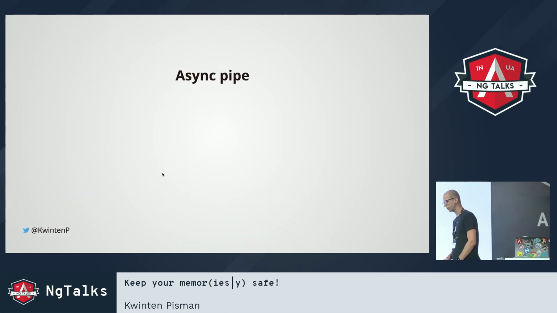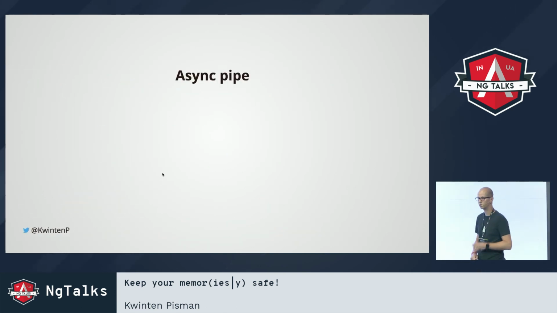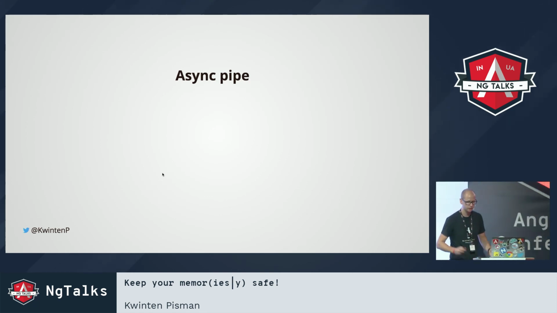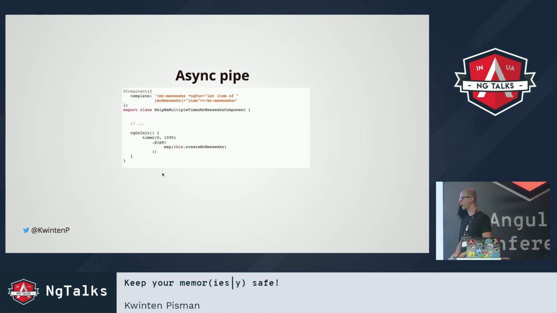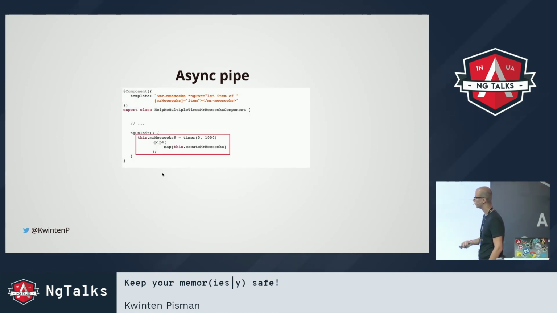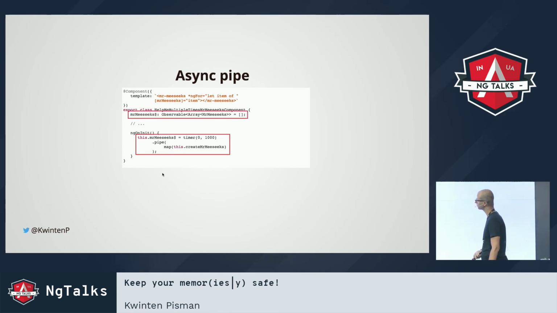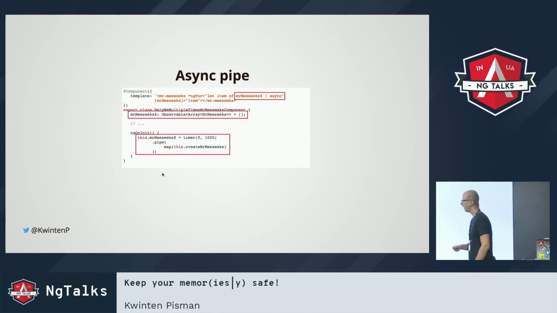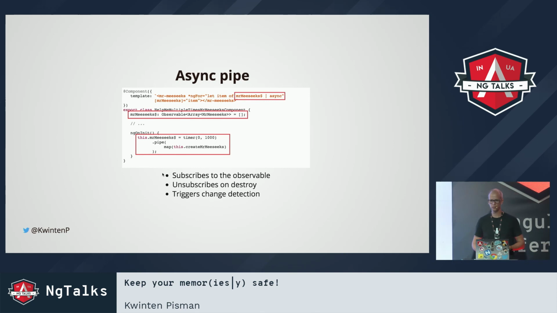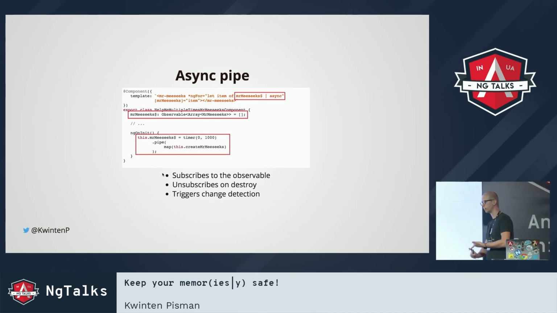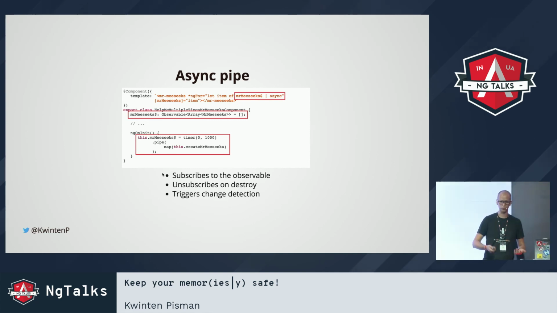Another approach we can take as an unsubscription strategy is to use the async pipe. And this is really my favorite thing about Angular. The integration is so awesome. Instead of subscribing to our observable, we are just keeping a reference to the observable, and we can use that inside of our template using the async pipe. And what will it do for us? The async pipe will do three things. It will subscribe to the observable, but it will also unsubscribe. So when it unsubscribes, you know that you cannot have a memory leak. If you unsubscribe, you know you are safe.